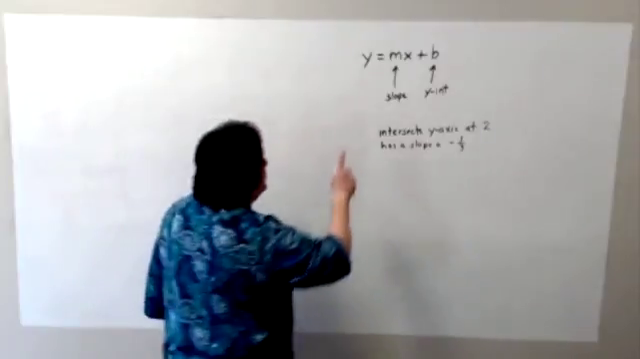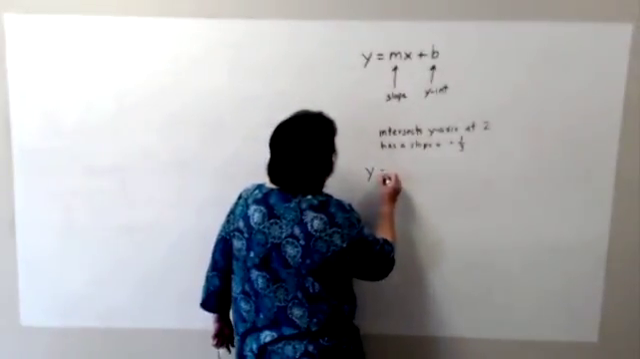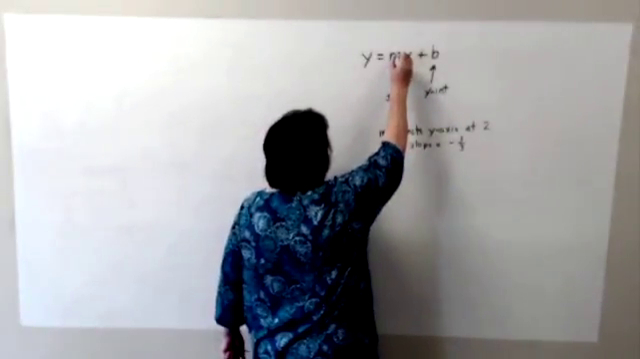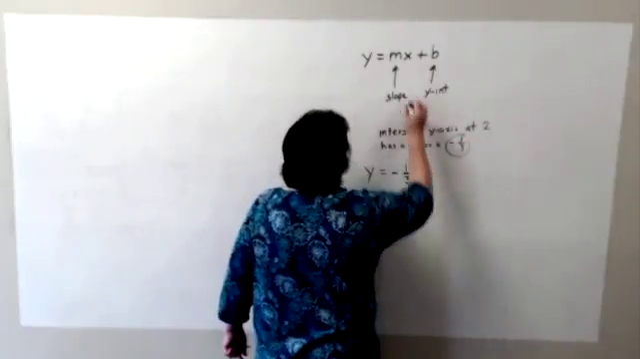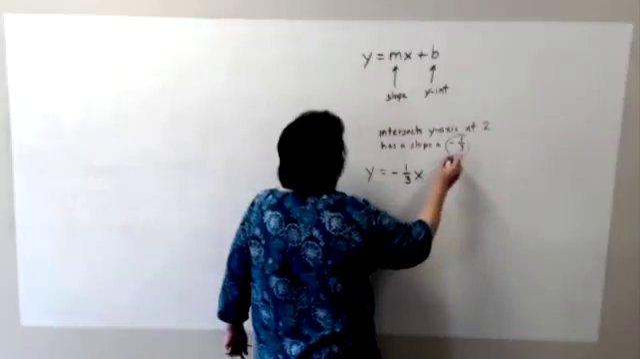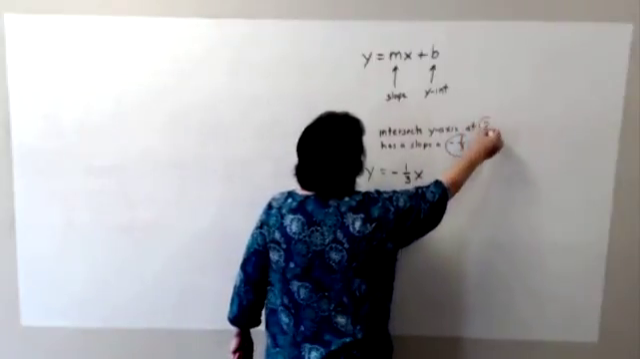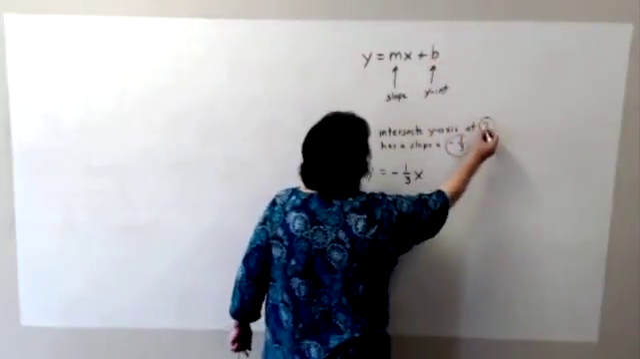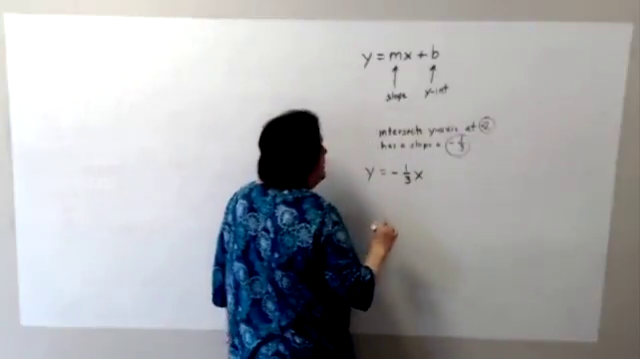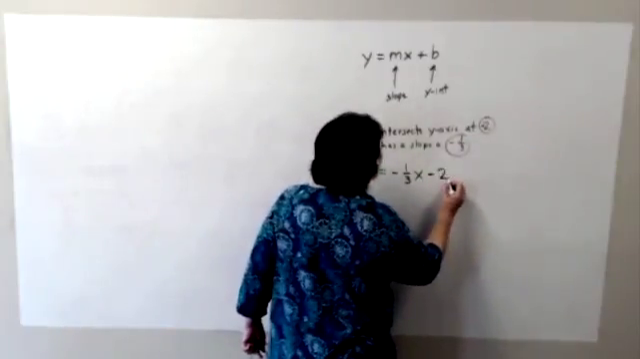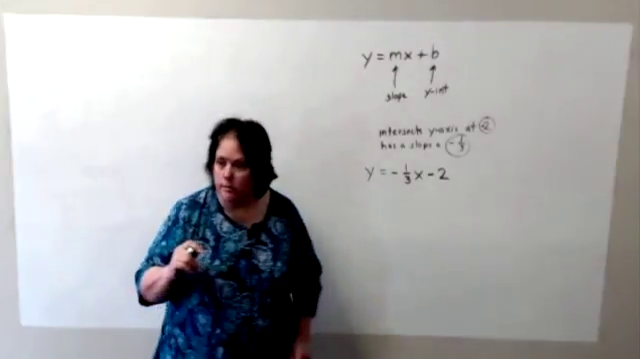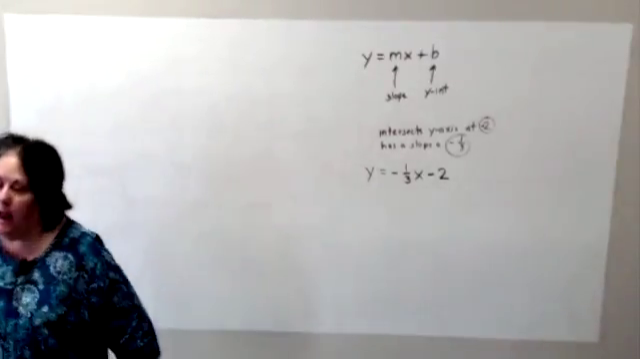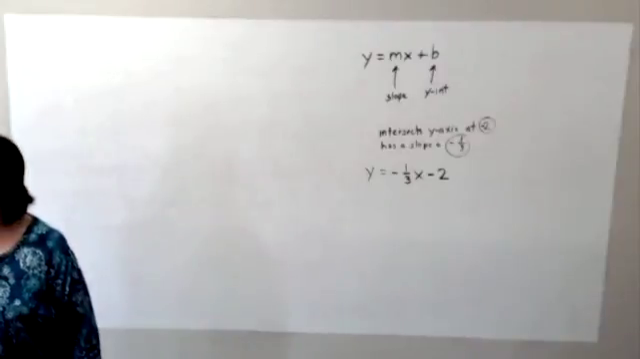So now I'm going to rewrite this. Y equals, in place of m, I'm going to put my slope, negative 1/3, then my x. Now, this is a positive 2 right here, so I put plus 2. Let's make it a negative 2. Then I would put minus 2. And there's my equation. So if you have m and b, you can write your equation.